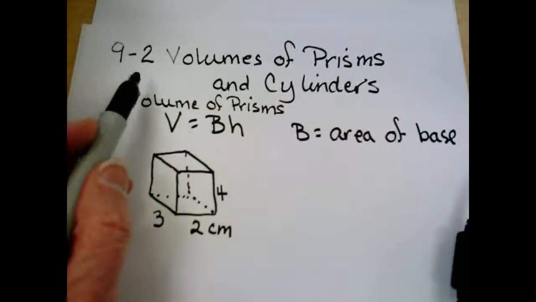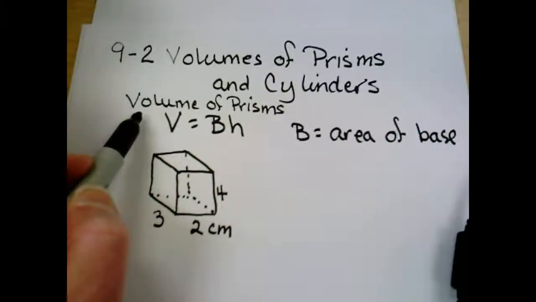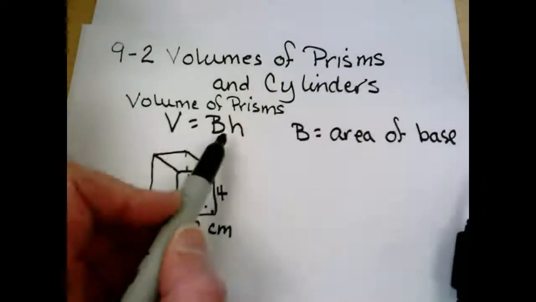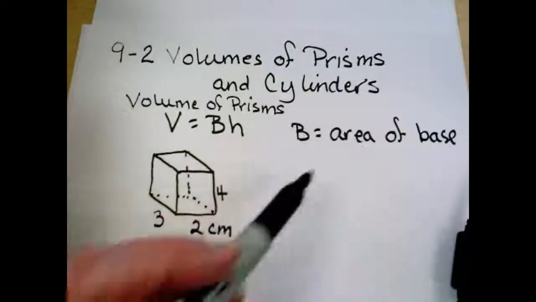9-2, volumes of prisms and cylinders. Yesterday we were dealing with volumes of cubes. Now we're going to deal with volumes of any prisms. Your formula is V equals capital B times H, where capital B is the area of your base.